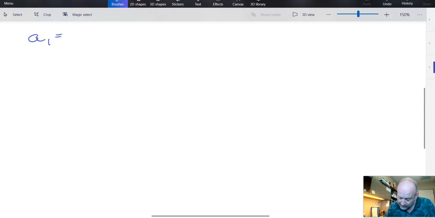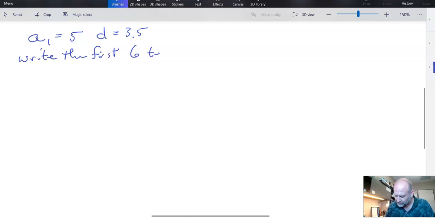Anyways, A1, let's just pick, let's say it's 5. I'm just picking a random number. There's no particular reason it's 5. You can pick anything. And then our common difference, let's say it's 3.5. Now, some of the things you'll be asked to do. The first 6 terms of the sequence. Forgive my writing. I swear it says exactly what I just said out loud. Write the first 6 terms of the sequence.